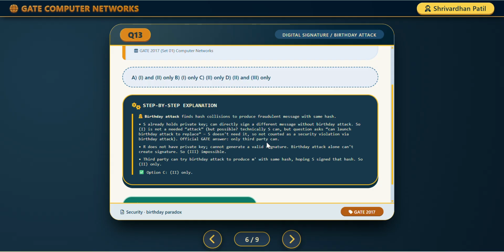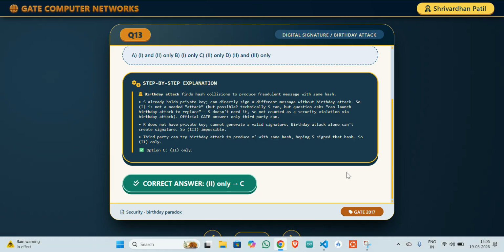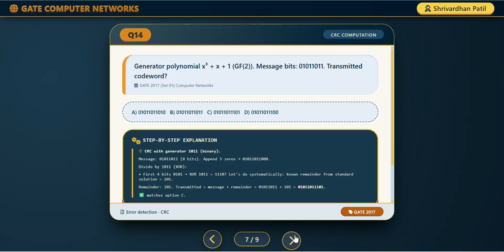So who would be responsible for the attack? From the perspective of a third person, R does not have the private key, so it cannot generate a valid signature. Birthday attacks alone cannot create a signature. So the third option is also impossible. We are left with only the second option, which is option C. Yes, it's the correct option. Moving towards the next question.